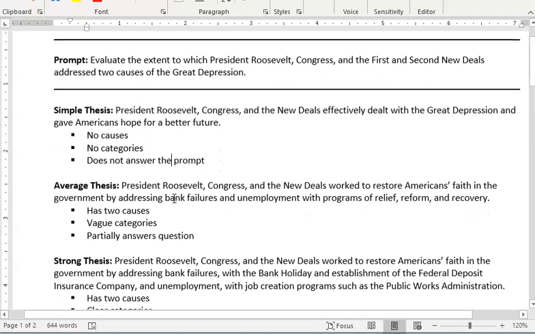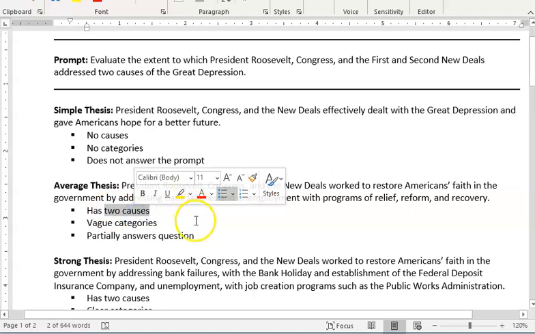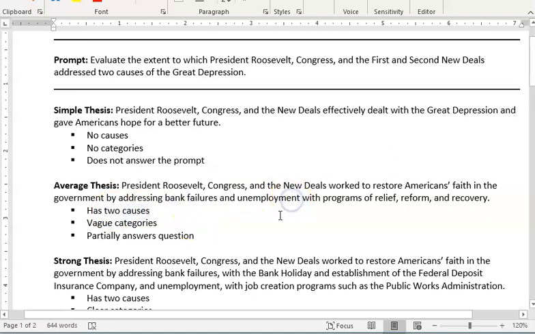Here's an average thesis. This would maybe get you a point if the reader's feeling generous, but it probably won't. President Roosevelt, Congress, and the New Deals worked to restore Americans' faith in the government by addressing bank failures and unemployment with programs of relief, reform, and recovery. So this is better. There's 2 causes, bank failures and unemployment, but the categories are vague. The categories are like your answer to the question. This is how you are evaluating the extent of the response to the causes. So you have to have 2 causes in there.